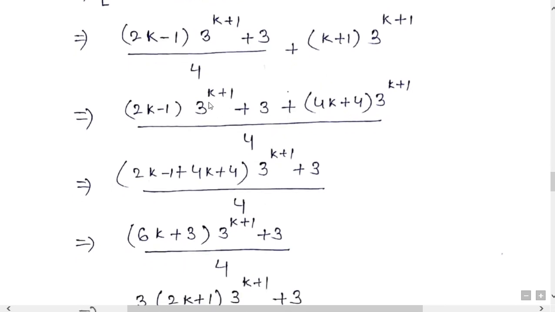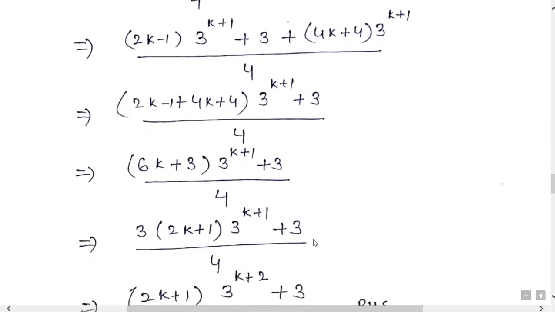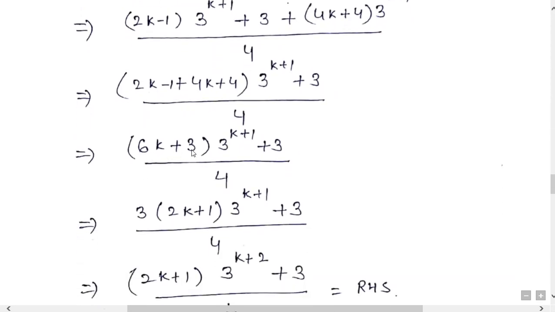And taking 3 raised to power k plus 1 common from the first and third term in the numerator, and inside the bracket 2k minus 1 plus 4k plus 4, the answer will be 6k plus 3 into 3 raised to power k plus 1 plus 3. Now again taking 3 common, 3 into 2k plus 1, 3 raised to power k plus 1 plus 3.